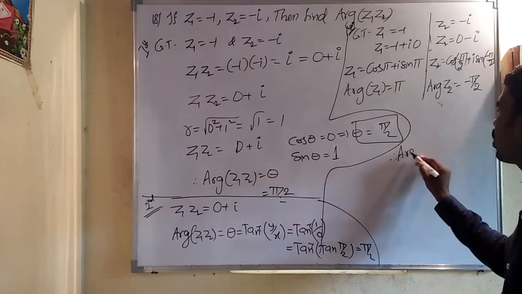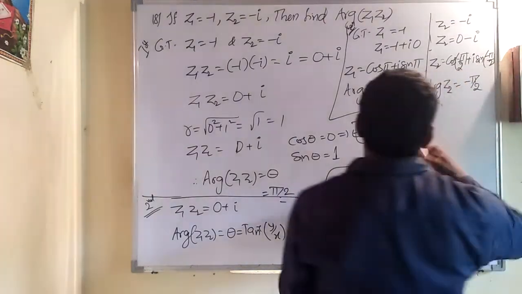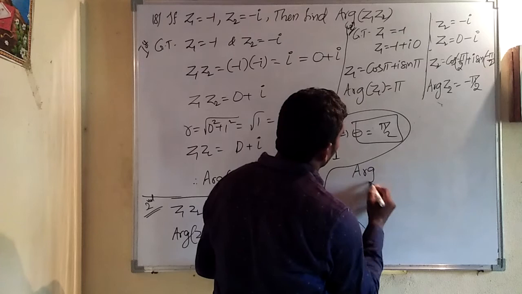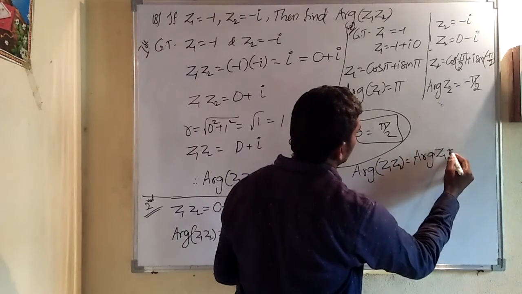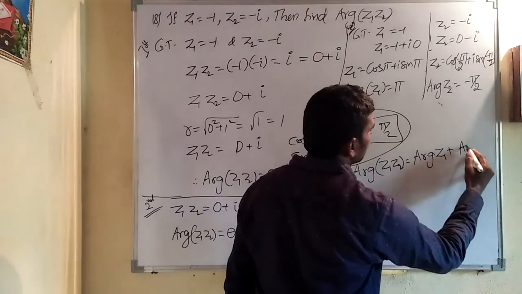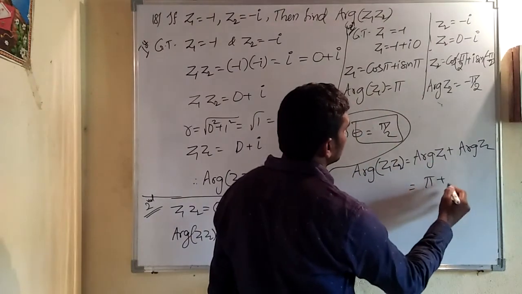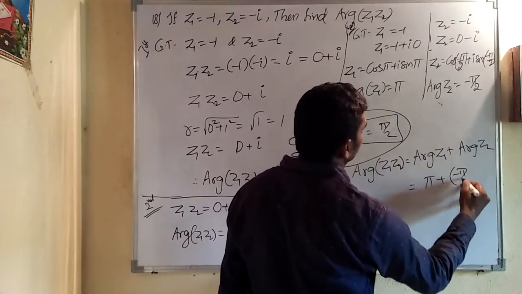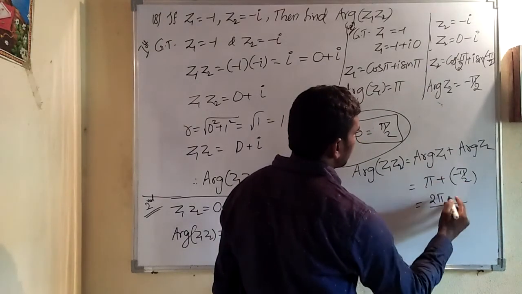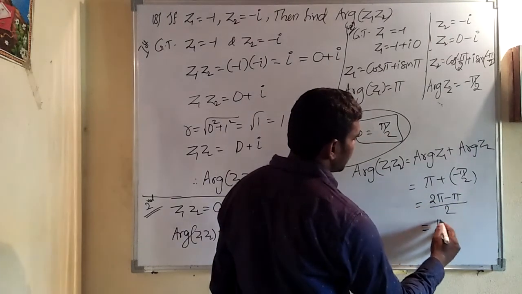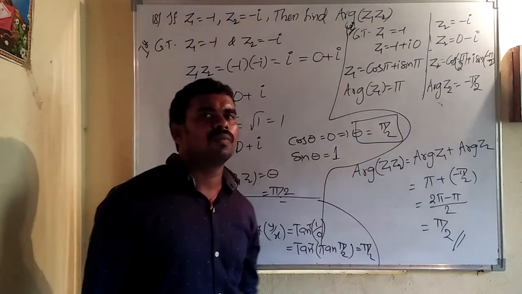Therefore, argument Z1 into Z2 equals, following logarithm rules, argument Z1 plus argument Z2. So argument Z1 value is angle pi, and argument Z2 is minus pi by 2. So LCM is 2: 2 into pi, 2 pi, plus into minus, minus pi, so 2 pi minus pi by 2, which is pi by 2. So this is the answer. Argument Z1 into Z2 equals pi by 2.